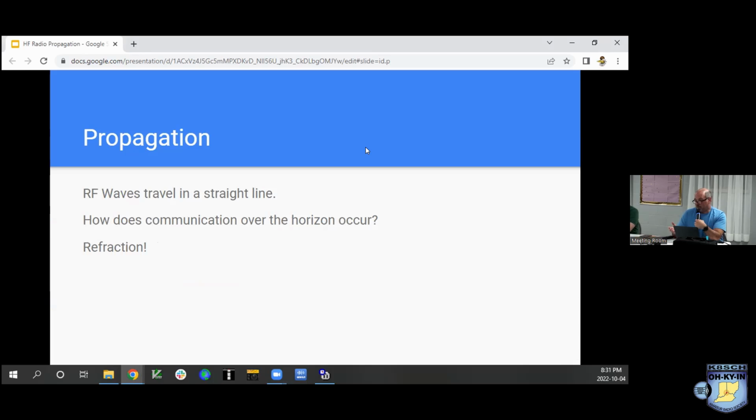So how does communication over the horizon work? That's what we're concerned with. How do I get that DX station? We have to use refraction. We're going to actually bend the signal, and we're going to use the ionosphere to do that.